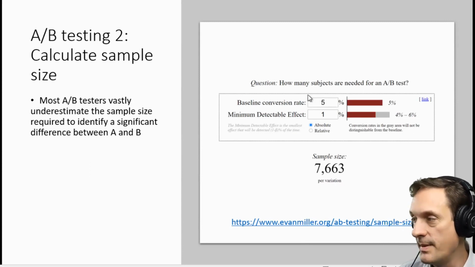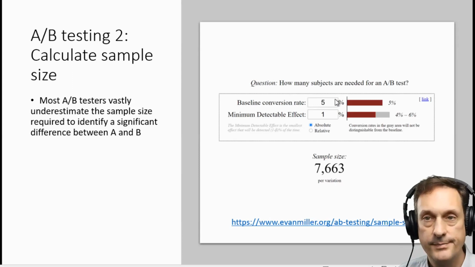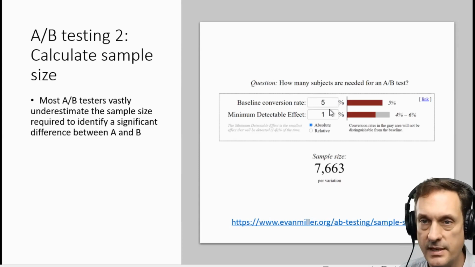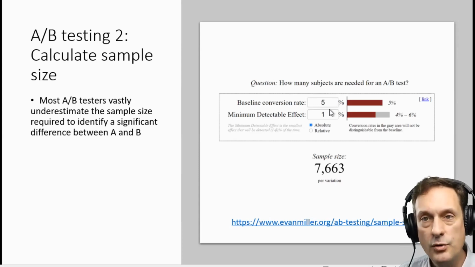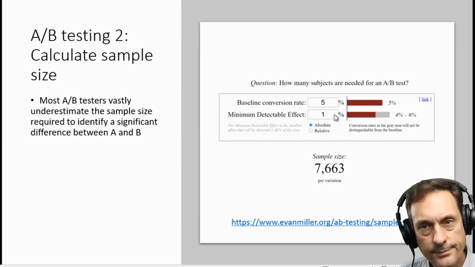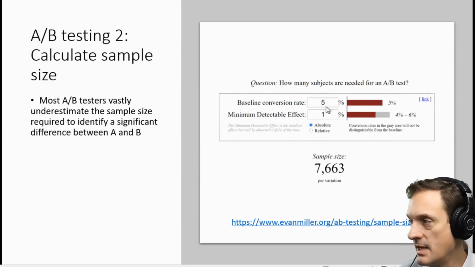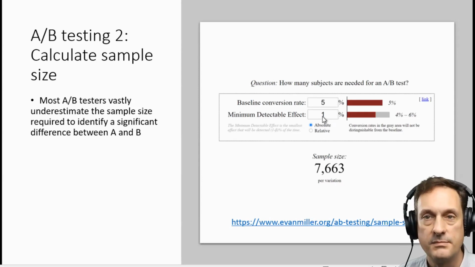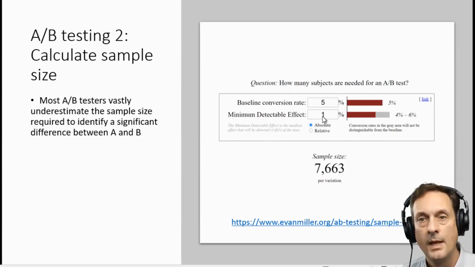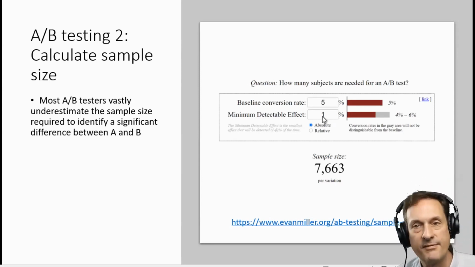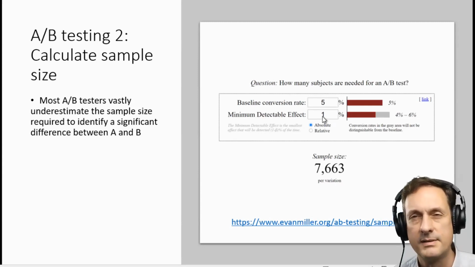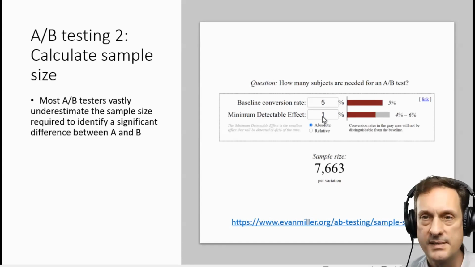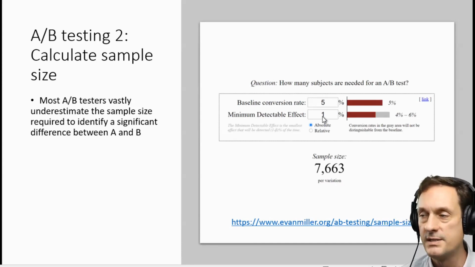Here is an example. Say we have a baseline conversion rate of 5%. Our normal conversion rate is 5%: out of every 100 visitors, we get 5 people who sign up. And we have a new variation, and we're saying that the new variation has to be at least 6% in order for us to say that it's better. If it's 5.5%, we say no, it's not better. But if it's 6%, yeah, it's better.